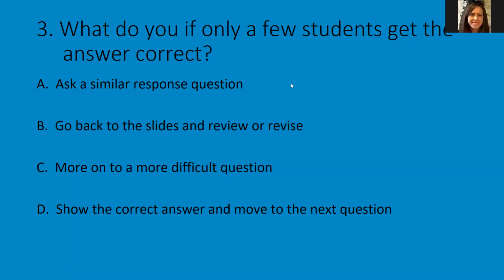All right. So here we have another polling question. What do you do if only a few students get the answer correct? So most of the students are incorrect. What would you do? This one should be easier. It's not a "not." I should say for B, where it says go back to the slides, think of our NJCTL materials: the slides are your direct instruction. So that basically means go back to your presentation, your instruction, whatever you were using, and review or revise.